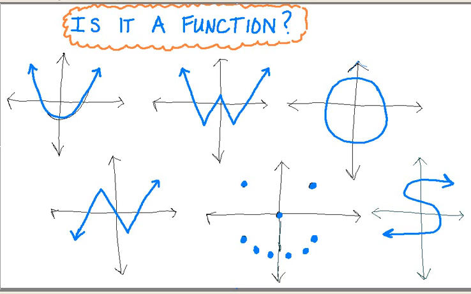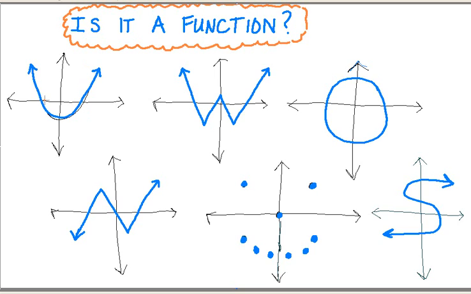What we'll be using today is the vertical line test. So first I have six different graphs here, and we're going to go one by one and determine if each is a function. Remember, the vertical line test states that if you can draw a vertical line that passes through the graph at more than one point, then it is not a function.